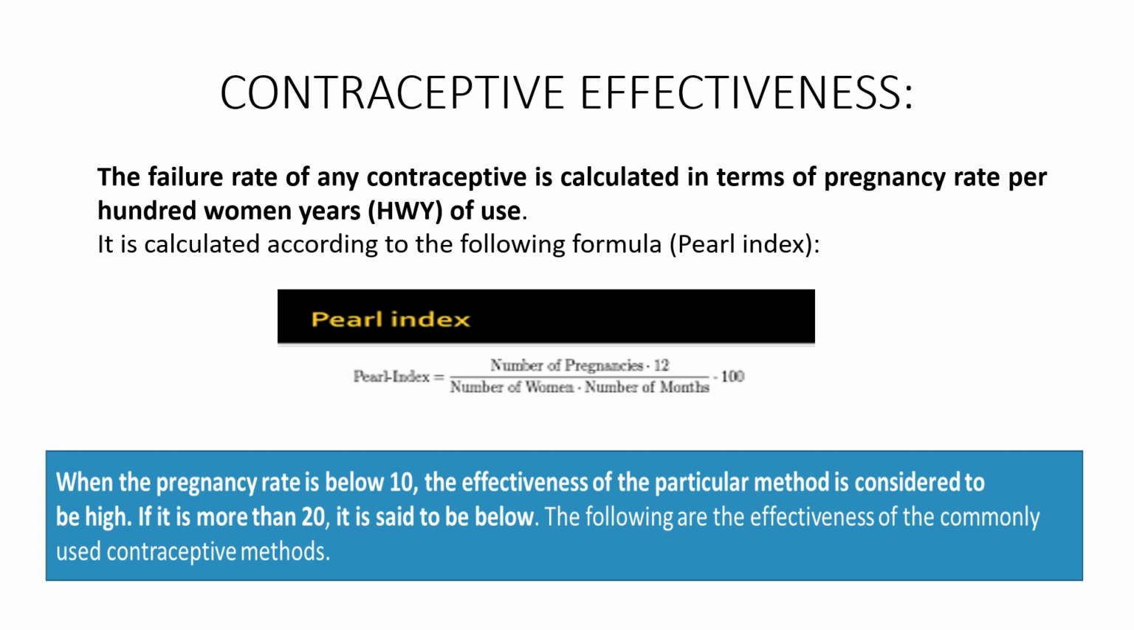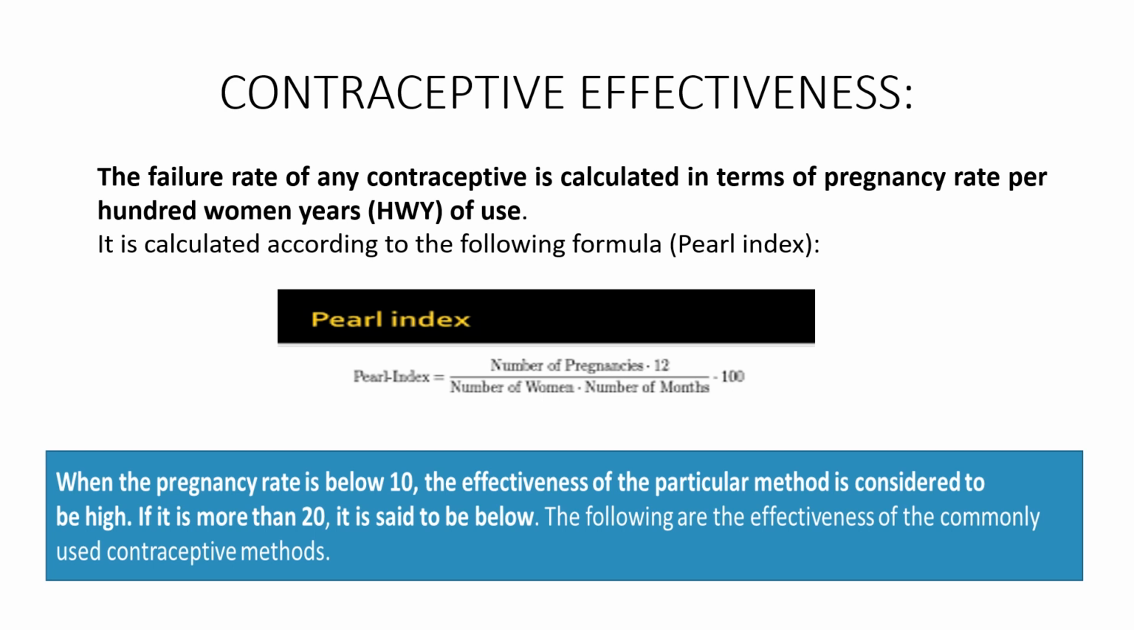Whether any contraceptive method is effective or not is expressed by one index, that is the Pearl index. The failure rate of any contraceptive is calculated in terms of pregnancy rate per 100 women years of use, HWY. So how can we calculate it? Suppose I am studying 100 women for 2 years, and out of these 100 women, 20 get pregnant after using one type of contraceptive method.